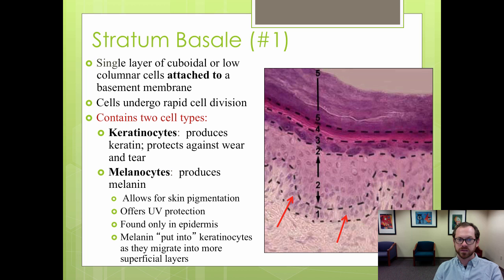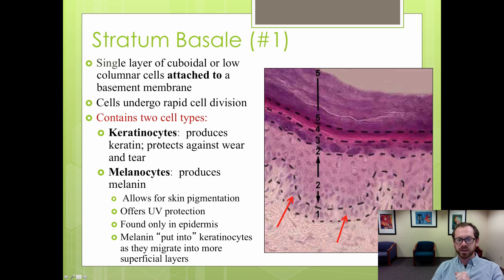And we have 2 types of cells here. We have keratinocytes, which produce keratin. Keratin is a tough protein that is also found in your hair and your nails. And we also have melanocytes being produced here. And melanocytes are going to be cells that produce melanin or skin pigment. And what melanin does is it's going to protect your skin from UV radiation. We only find this in the epidermis, and it's only in this layer of the epidermis as well.